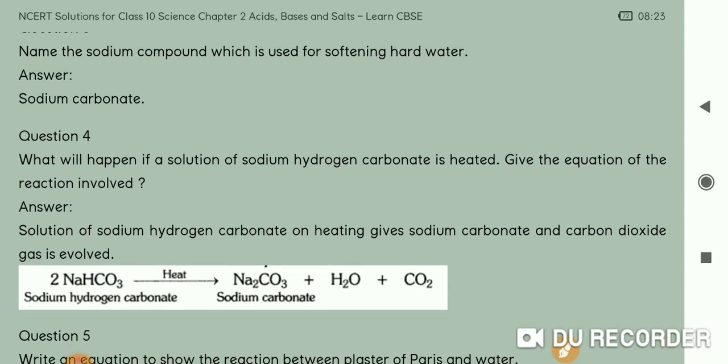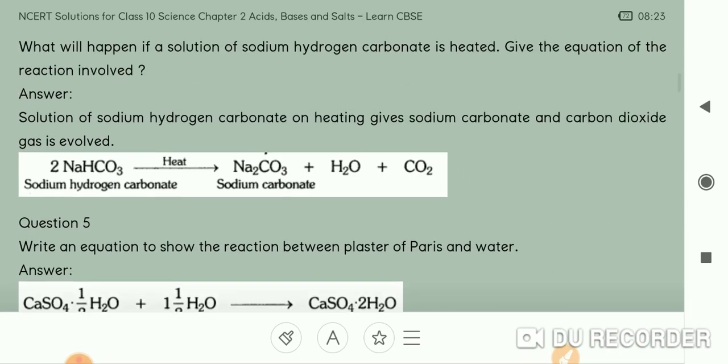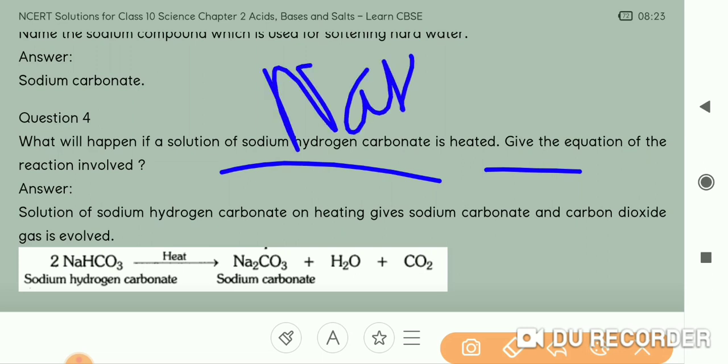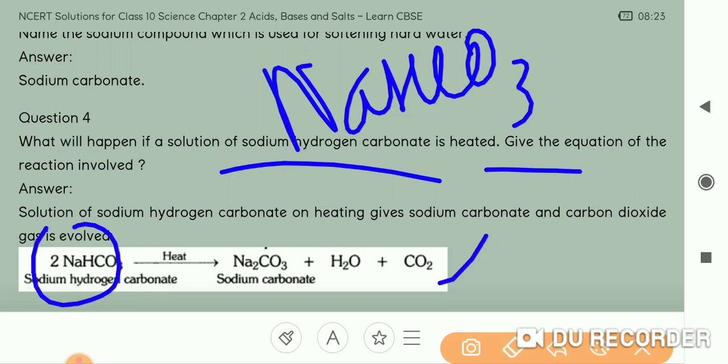Now question number 4 is, what will happen if a solution of sodium hydrogen carbonate, NaHCO3, is heated? Give the equation of the reaction. Now this is a decomposition reaction. You can see here one reactant, many products. So NaHCO3 on heating, that is on decomposition, gives sodium carbonate, that is washing soda, along with carbon dioxide and water, okay?